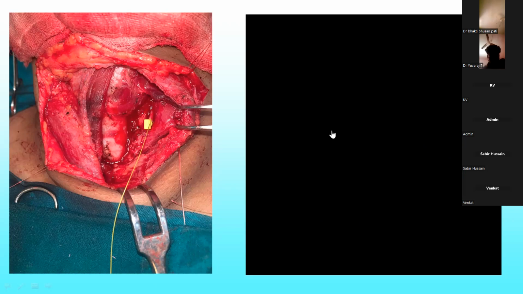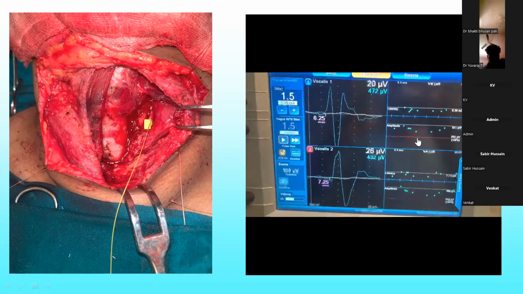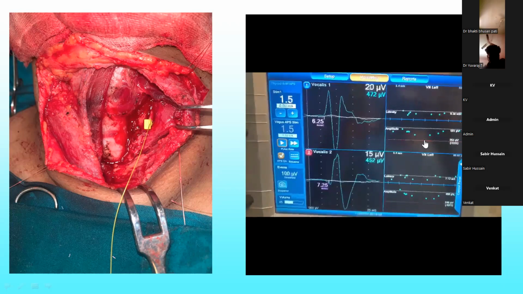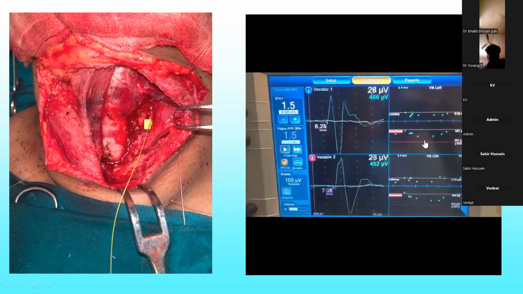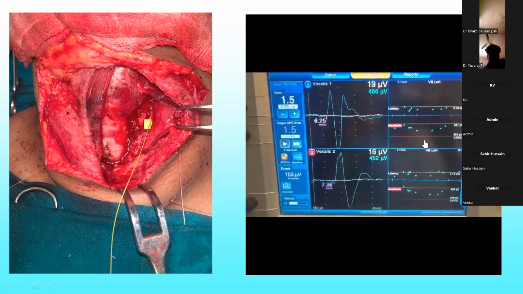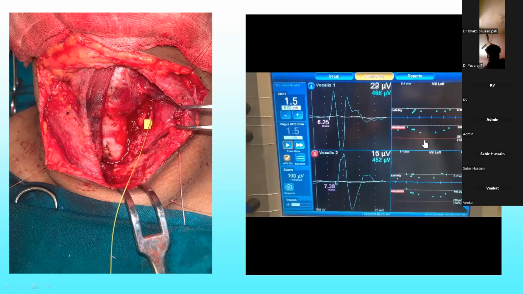That will give the alarm. So usually that is a signal alarm which we are able to make out, and we can look for any surgery-induced injury.